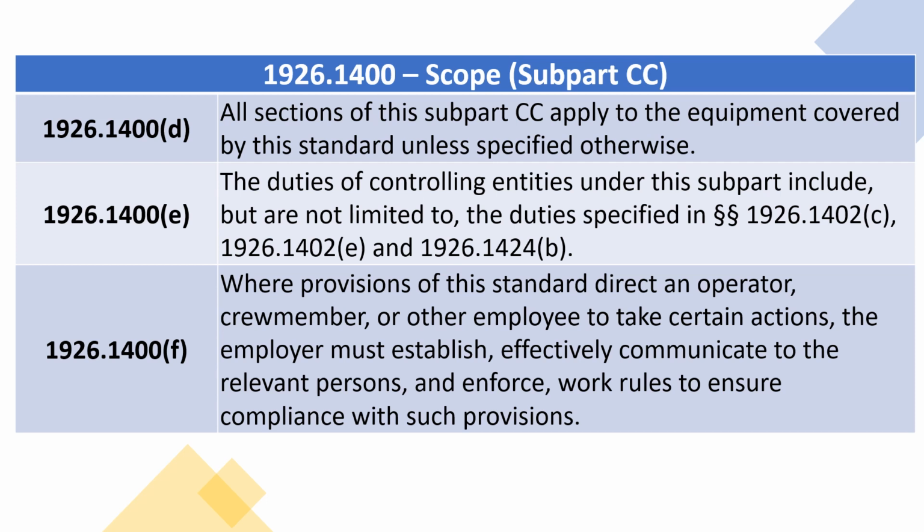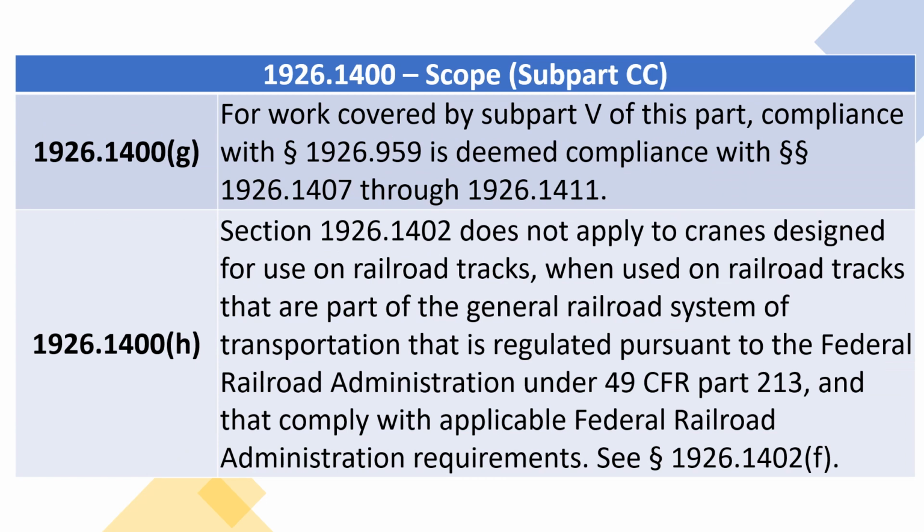1926.1400(f). Where provisions of this standard direct an operator, crew member, or other employee to take certain actions, the employer must establish, effectively communicate to the relevant persons, and enforce work rules to ensure compliance with such provisions. 1926.1400(g). For work covered by Subpart V of this part, compliance with Section 1926.959 is deemed compliance with Sections 1926.1407 through 1926.1411.